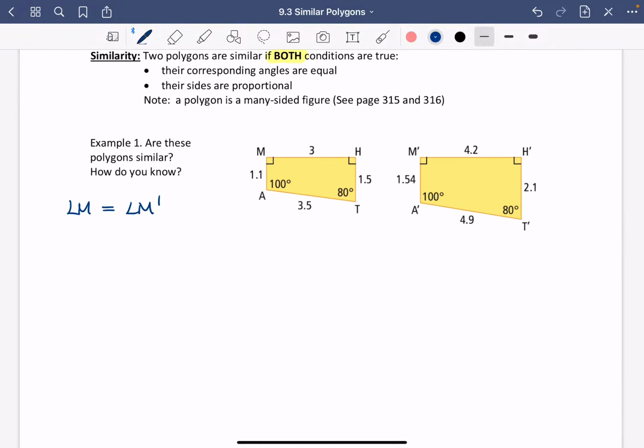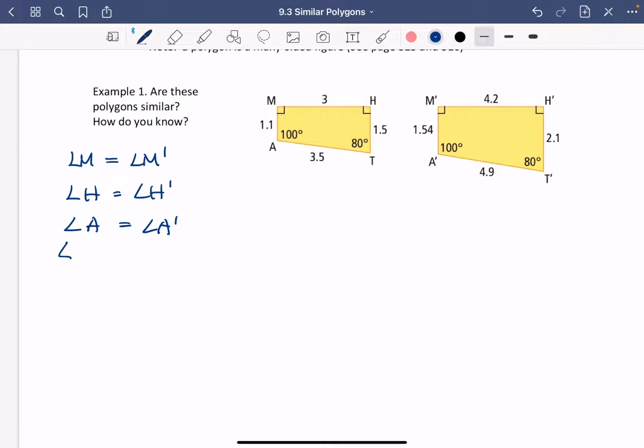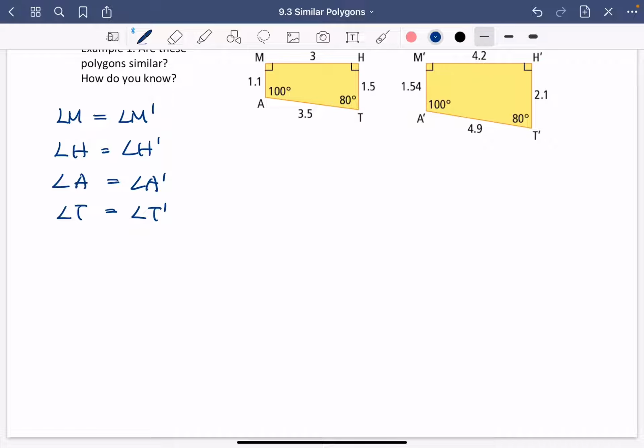Angle H is equal to angle H prime. Angle A is equal to angle A prime. Angle T is equal to angle T prime. So all of the four angles are equal to each other. Well, the corresponding angles are equal to each other. So this is the first condition, satisfied.